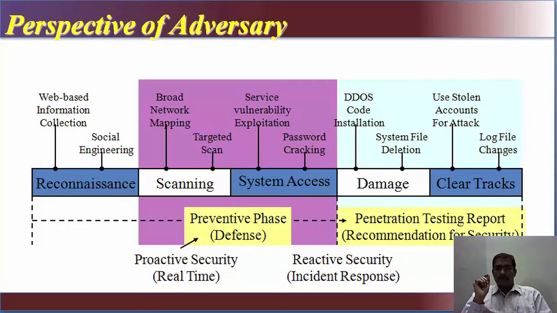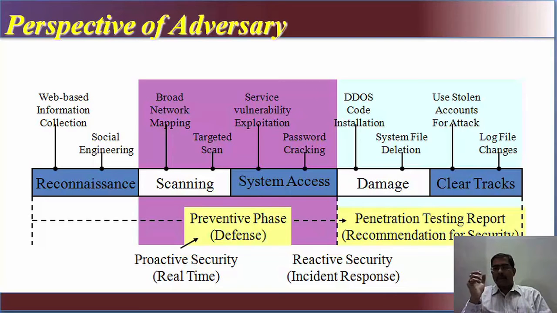Then the system access, where service vulnerability exploitation, suppose Microsoft has got a particular flaw in this particular port or service, and it can be exploited this way. If it is mentioned under a CVE, the attacker tries to penetrate or exploit that particular vulnerability. He does a password cracking phase using different tools like L0phtCrack, John the Ripper. So several tools are available for that.